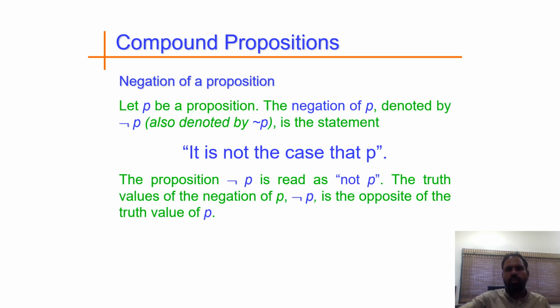Negation of a proposition. Here we also represent the negation. Let P be a proposition. The negation of P, denoted by ¬P, also denoted by ~P, which I discussed in the previous slide, is the statement: it is not the case that P. The proposition ¬P is read as not P. So it's used for negative, not. The truth value of the negation of P is the opposite of the truth value of P.